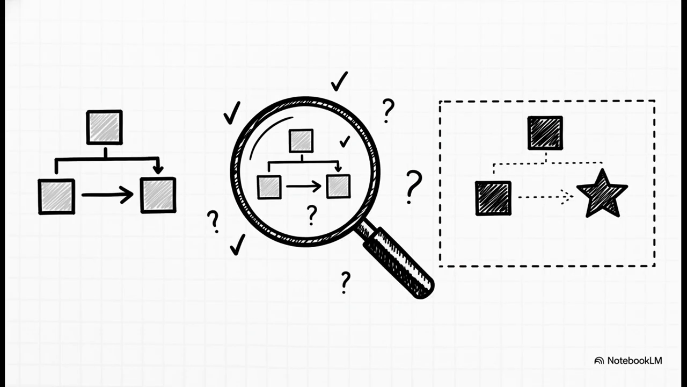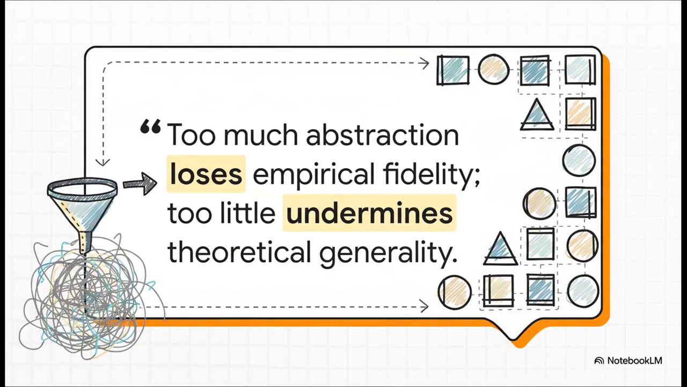But hey, just building a model isn't the end of the game. This final stage might just be the most important one, refining it. This is where we have to test our new structure, make it better, and, this is crucial, understand its limits. This quote just nails the central challenge here. Let's break it down. If your model is too abstract, it just loses touch with reality. That's what losing empirical fidelity means. But if it's not abstract enough, it's so specific to one situation that you can't apply the idea anywhere else. It undermines theoretical generality. See? It's a total balancing act.